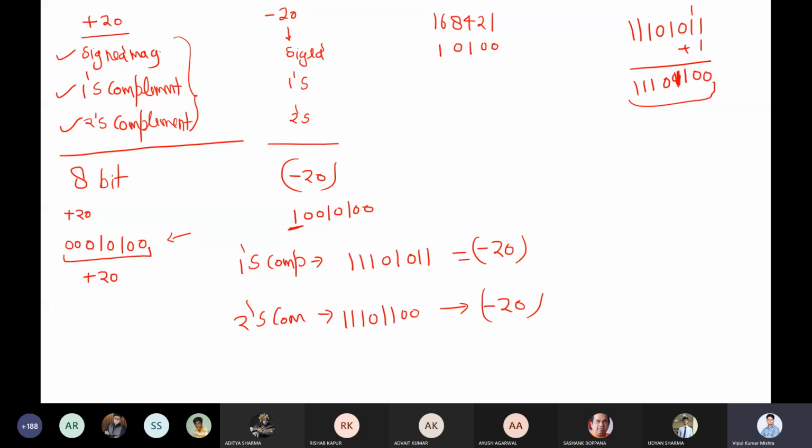So when you talk about a negative number, there are three ways to represent it. First is the sign magnitude way, second is the ones complement method, third is the twos complement method. But if you are representing plus 20, a positive number, there is only one single way to represent it. There is no difference between ones complement, twos complement or sign magnitude. Is it clear to everyone?